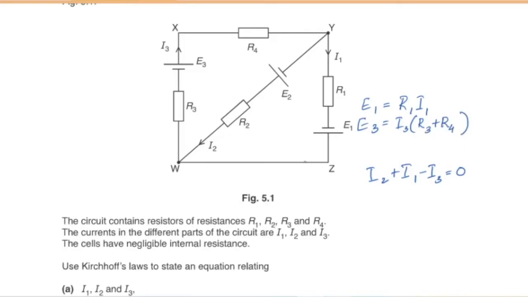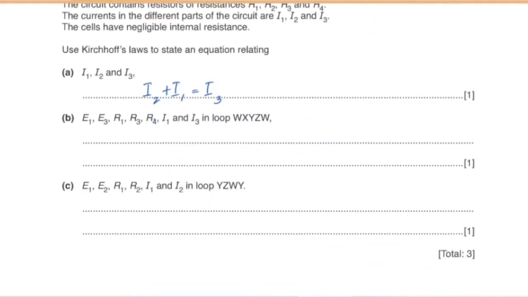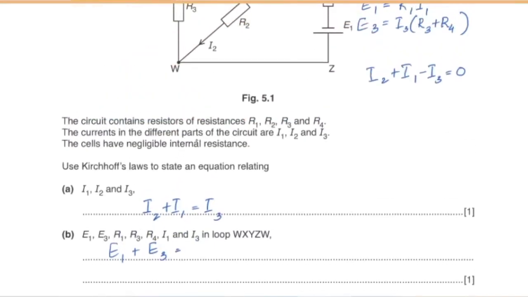As both cells E1 and E3 have their opposite terminals facing each other, we are going to have their sum. E1 plus E3 is equal to whatever they were equal to: R1 (I1 plus I3) and the sum of R3 and R4.